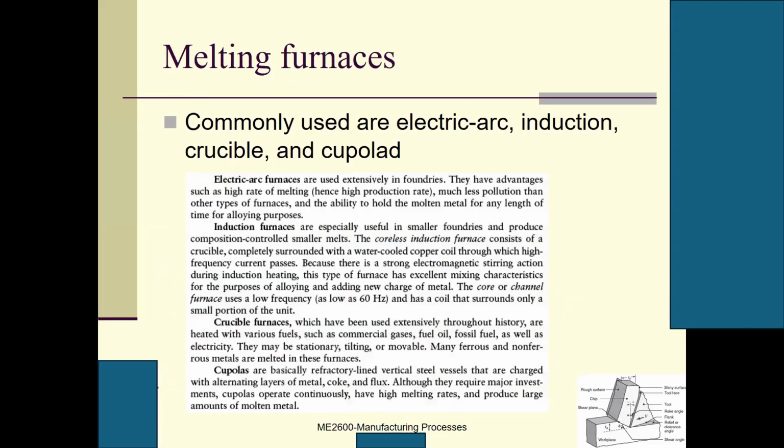Now, melting furnaces. Commonly used are electric arc, induction, crucible, and cupola. We have melting furnaces there. We have the metal, usually the raw material, and it is solid. First, we want to get molten metal. How to do that? Elevate the temperature. And how to elevate the temperature? Using furnaces. And we have a furnace downstairs.